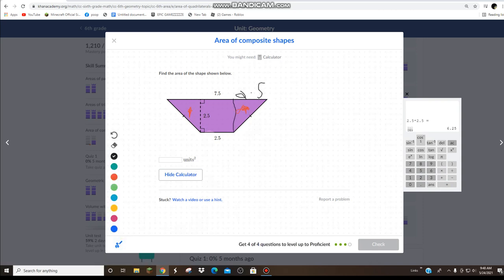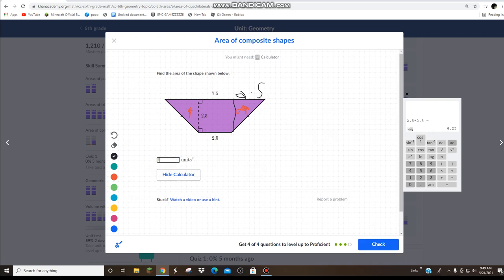So for all this area, it's going to be 6.25, covering both of these. Now, you may think we're going to have to do another 6.25, but remember, we have to divide it by 2, and these are the same, so we don't have to divide it by 2 because there's 2 shapes. So 6.25, and we can do 2.5 times 2.5, which is also 6.25. So we are going to do 12.5.